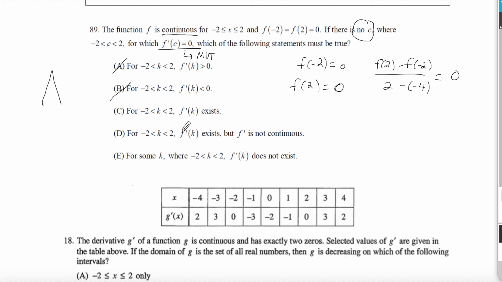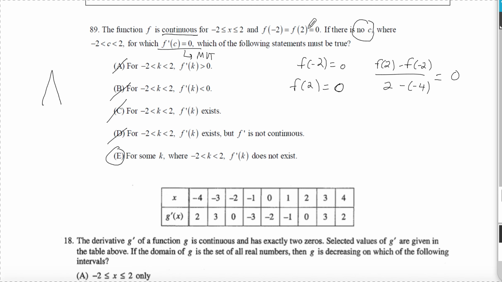It says for that interval, f prime of k exists. Not necessarily. We're not actually even told that this function is differentiable, so we don't necessarily know the derivative exists. For that interval, f prime of k exists, but f prime is not continuous. Not necessarily, because if we do have a corner situation, then f prime of k wouldn't exist. So that one's not going to be a possibility for us. So we're left with E. For some k on that interval, the derivative does not exist. That is what must be true.